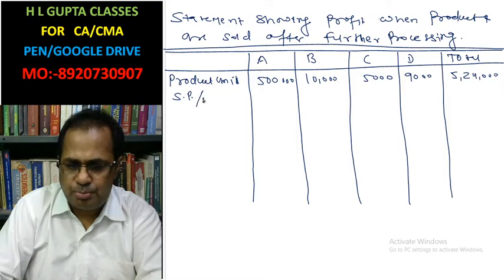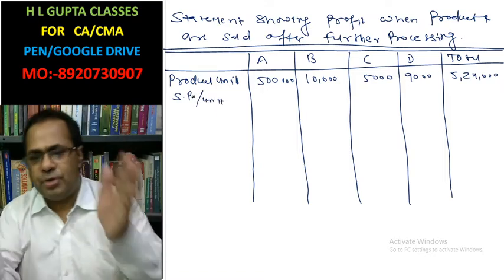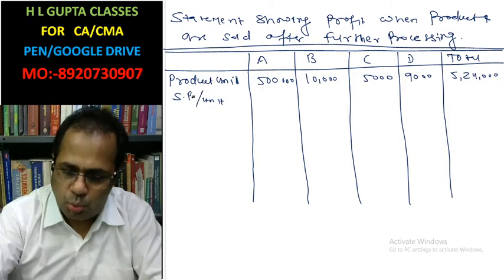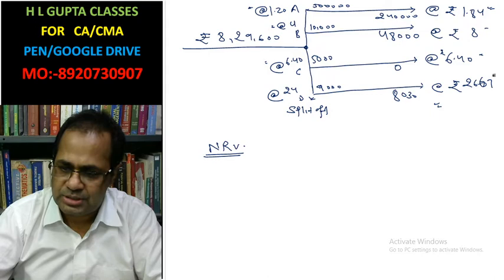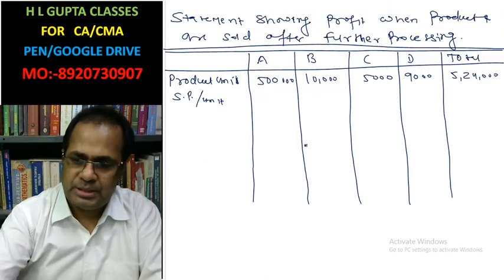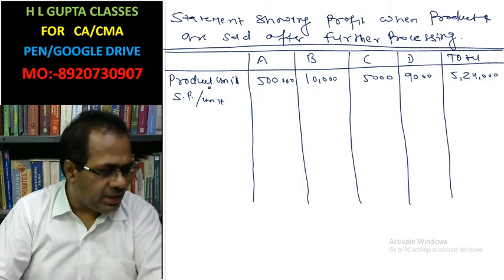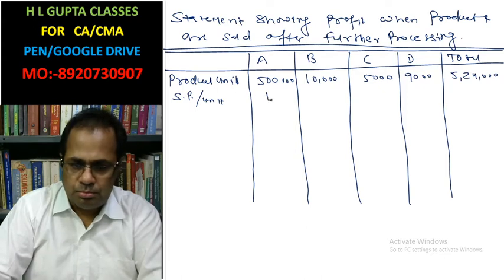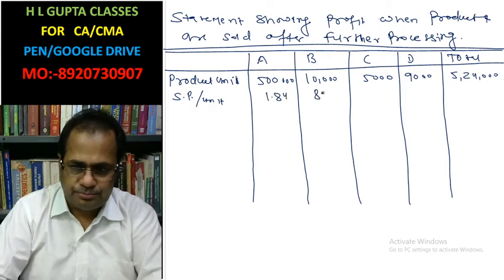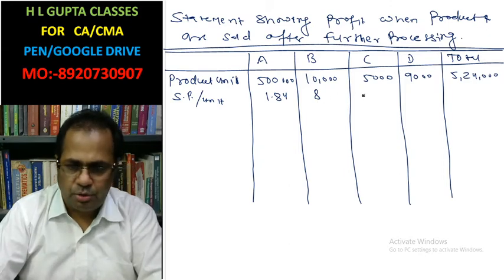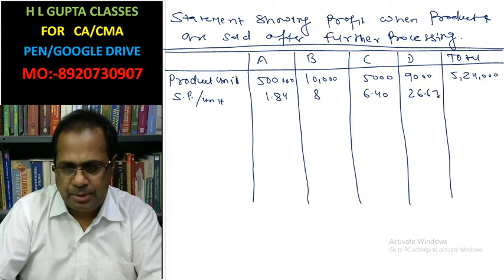Selling price per unit after further processing. So what are the selling prices per unit after further processing? This is 1.84, 8, 6.4, 26.67. So this is 1.84, this is your 8, this is 6.4, 26.67.